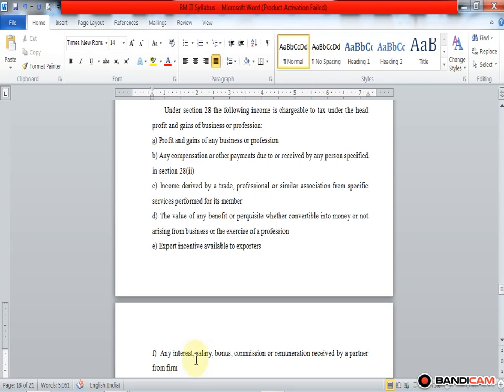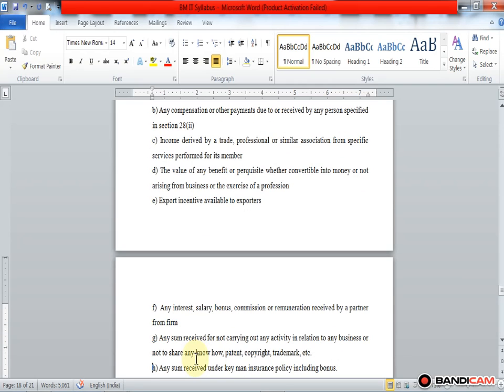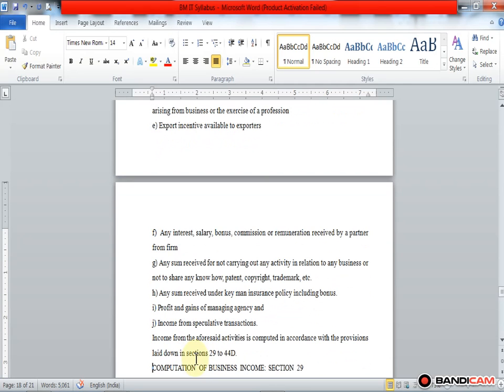Okay. Then sixth, any interest, salary, bonus, commission or remuneration received by a partner from a firm is chargeable to tax under the head of profit and gains of business or profession. Next, any sum received for not carrying out any activity in relation to any business or for not sharing any know-how, patent, copyright, trademark, etc. is chargeable to tax under the head of profit and gains of business or profession. Next, seventh, any sum received under a keyman insurance policy including bonus.